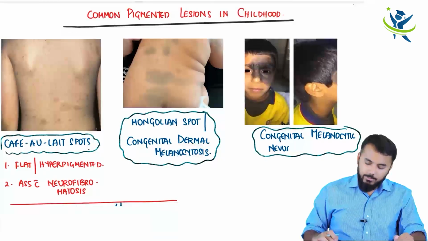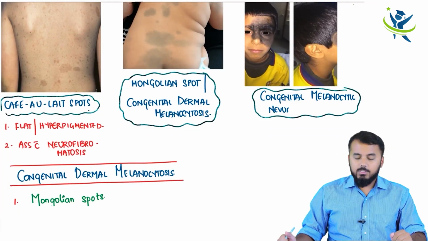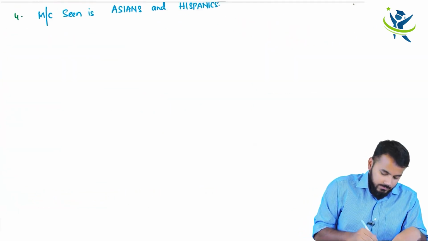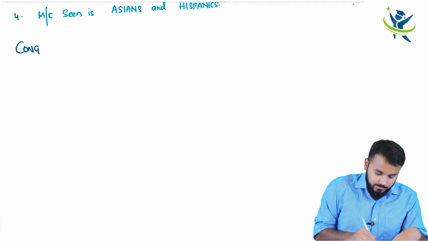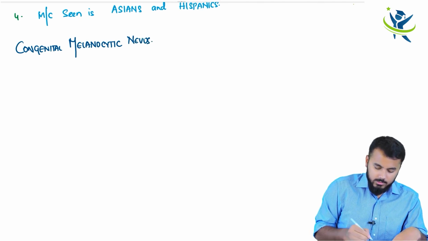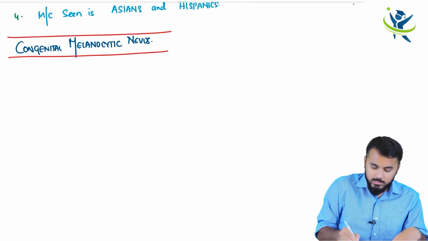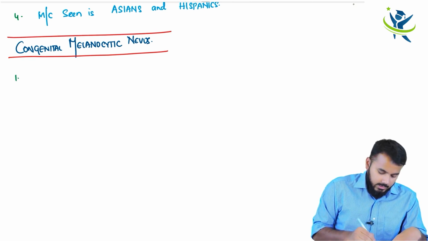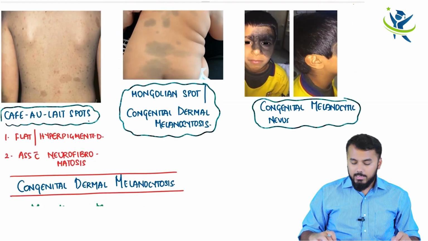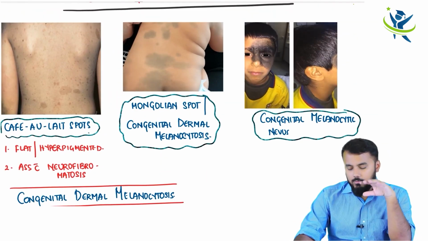The next important thing we shall be discussing is congenital melanocytic nevus, right? Now, what is this congenital melanocytic nevus? The first important thing you need to know is that it is completely dark, right? And it is covered with hairs.